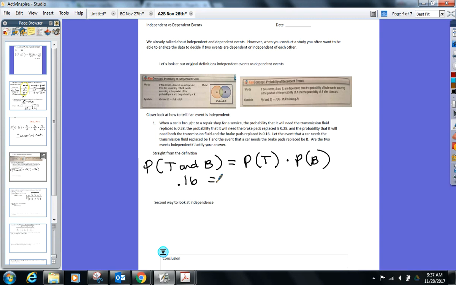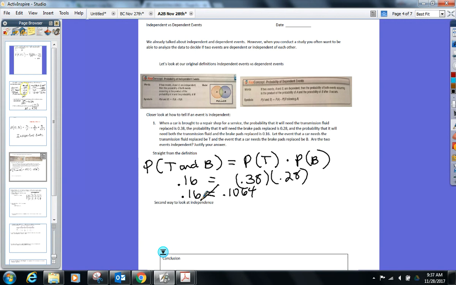Oh, not yes or no. I'm just asking, what's the probability from the problem you need transmission fluid? 0.38 times, what's the probability you need brake pads? 0.28. Let's find out, are these 2 equal to each other? Yep, go ahead. What do you end up with when you multiply on the right side? 0.16. Obviously not equal to each other.